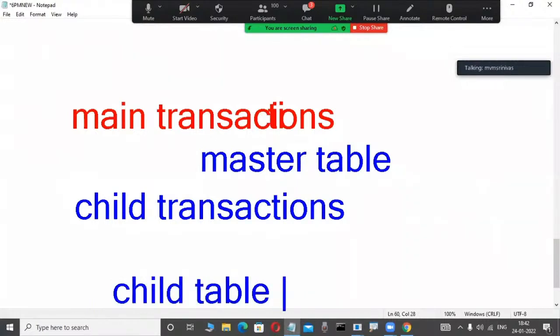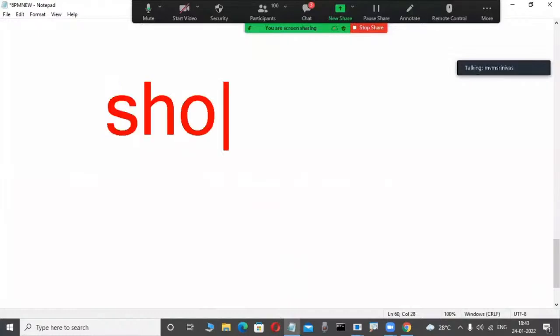Main transactions are stored in the master table. Related child transactions are stored in a where? Child table or detail table. For example, suppose Oracle Corporation gives some tables for practice purposes. Today I'm showing two predefined tables that Oracle provided. Don't be afraid. Of those two tables, one is master and one is child. Oracle Corporation is giving them.